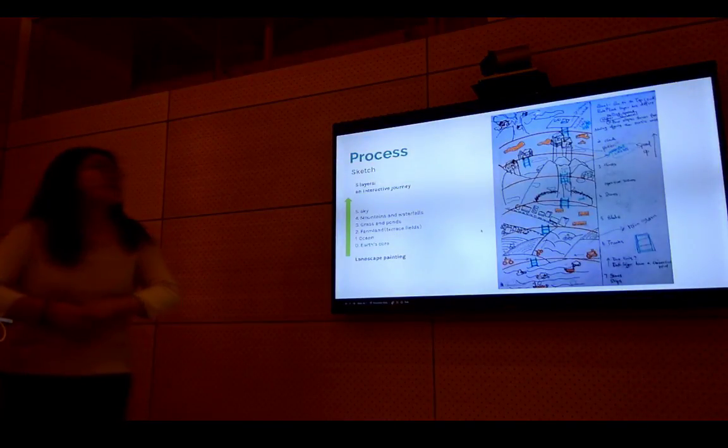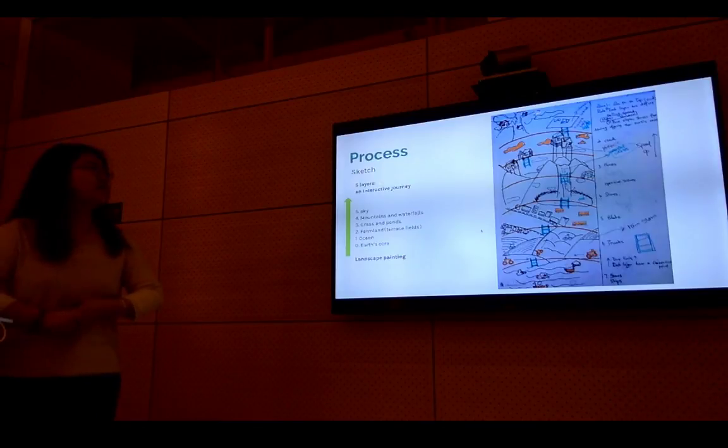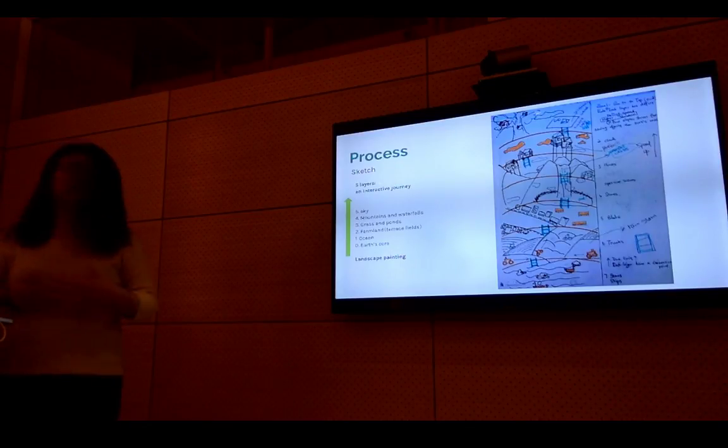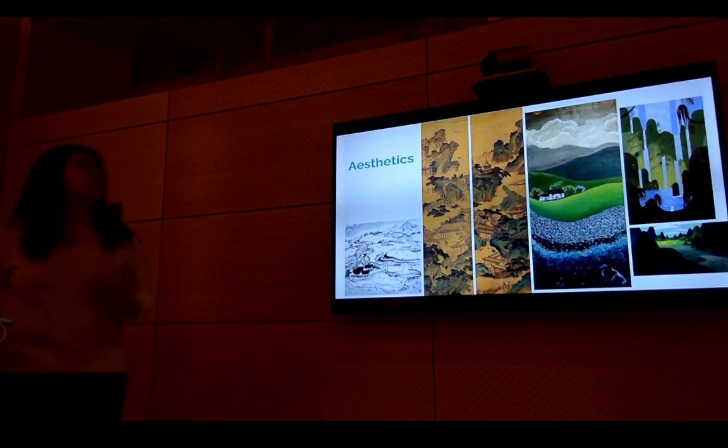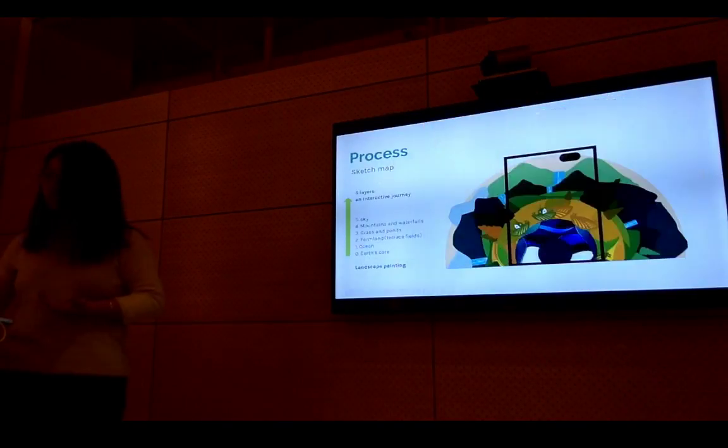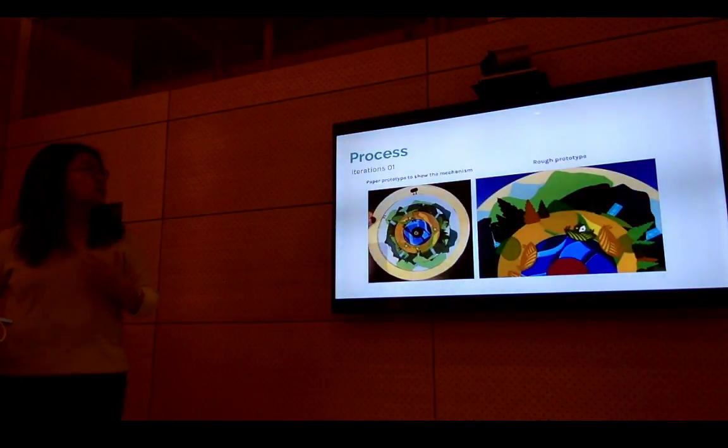I want to talk more about my process. First I got this sketch. I wanted to make 5 layers, but based on time I only made 3 layers now, and I hope to make the whole game. If you look at it in 3D view, it will look like a landscape painting. So I got a few aesthetics, and then the sketch map, and some iterations.